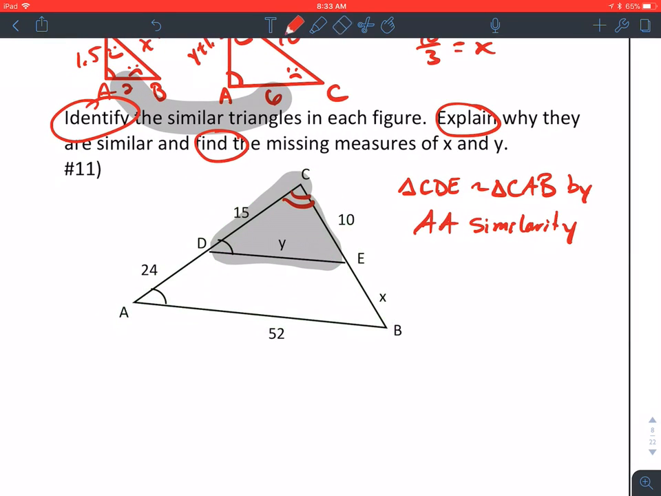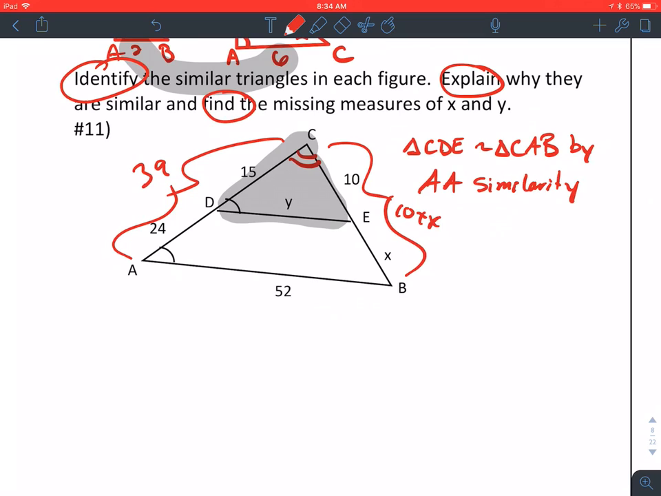If I were to redraw, well, let's do this one without redrawing it and see if this gives us trouble. Pictures are already drawn with the same orientation, so maybe redrawing it's just not necessary. AC is going to be 39 in length because 15 plus 24 is 39. That's the segment addition postulate. CB is going to be x plus 10 for the segment addition postulate again.